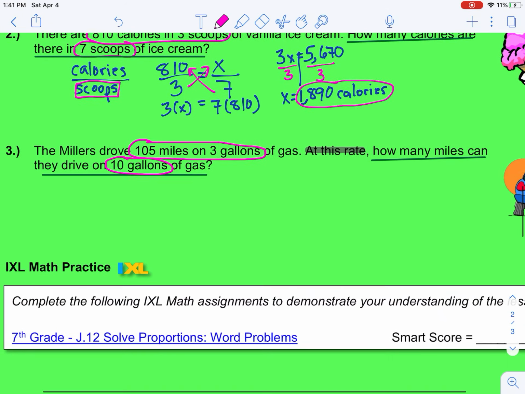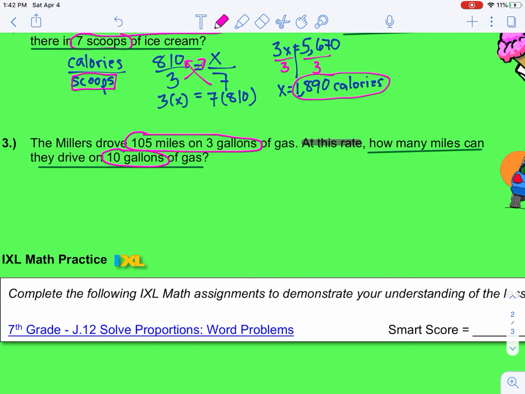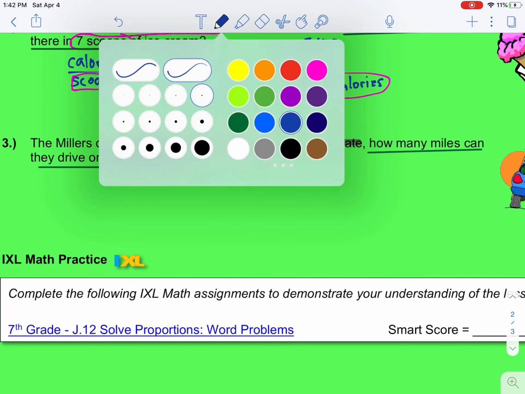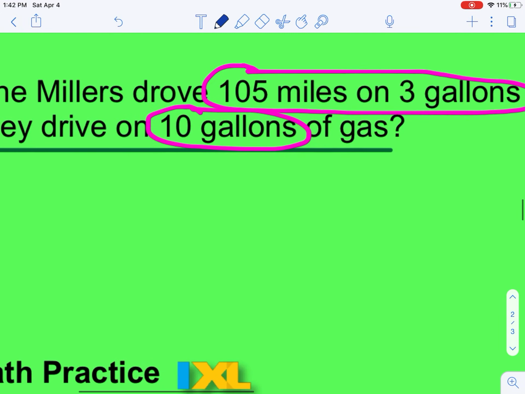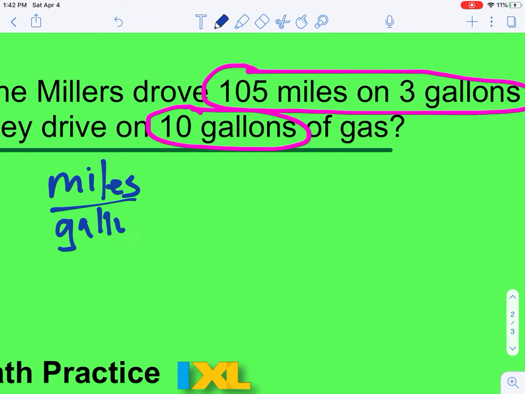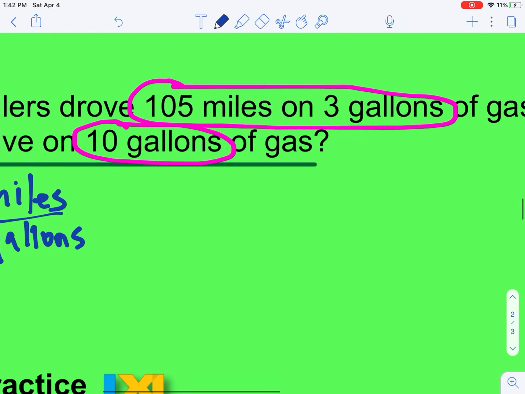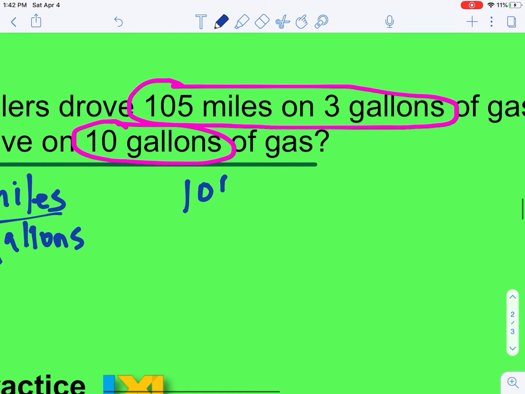Let's take a look at our last problem. Our last problem, number 3, says the Millers drove 105 miles on 3 gallons of gas. At this rate, how many miles can they drive on 10 gallons of gas? So my two things that I'm comparing, they're right next to each other again. It says 105 miles on 3 gallons. So I'm comparing miles to gallons. Now my first rate is already written for me. I have 105 miles on 3 gallons of gas.